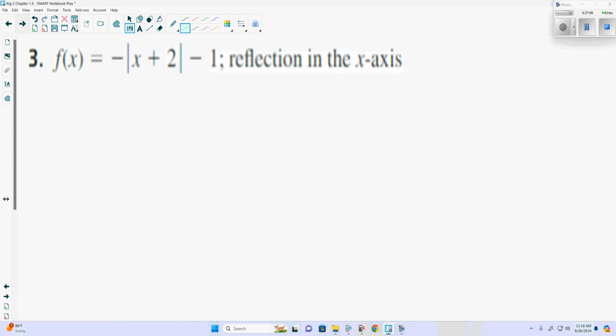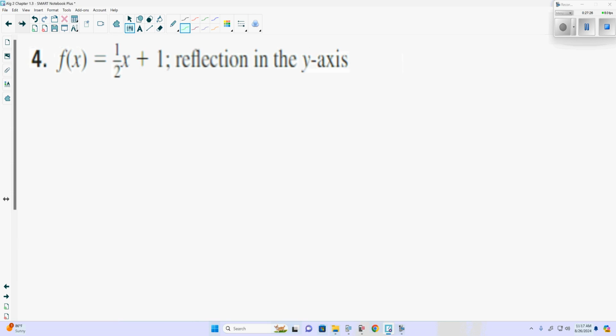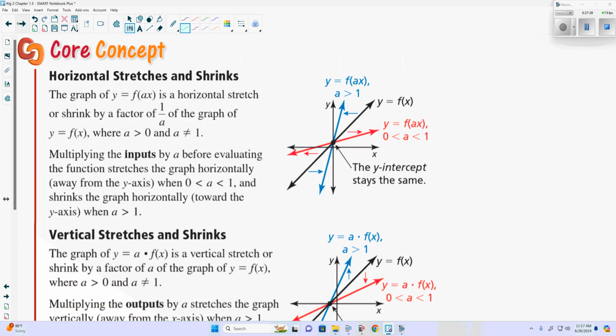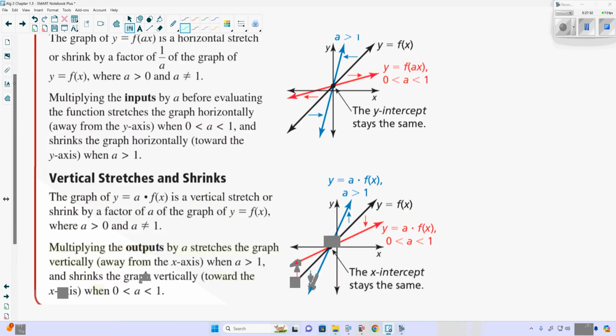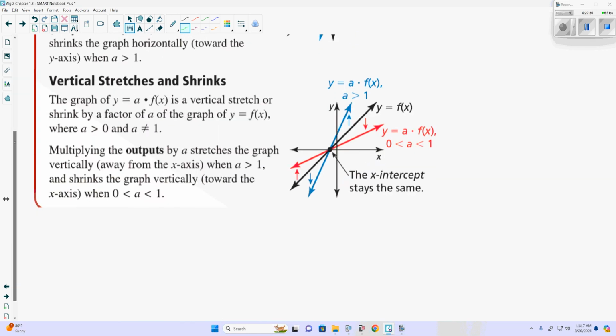How do we feel about reflections across x and y? Do we need another example of these, or do we feel comfortable with these? Good. Okay. The last two that we have are vertical stretch and shrink and horizontal stretch and shrink. Let's start with vertical.